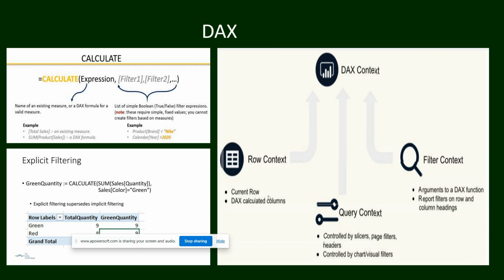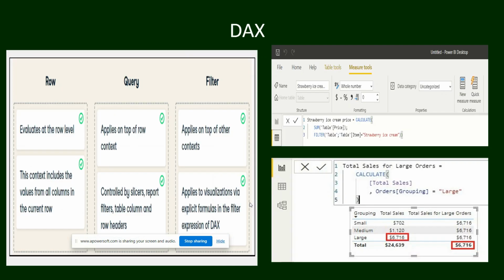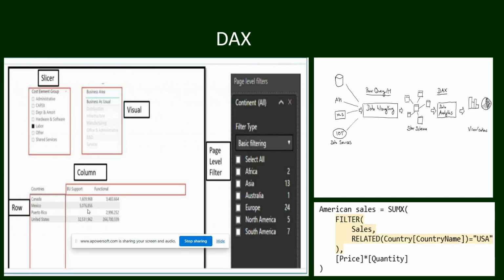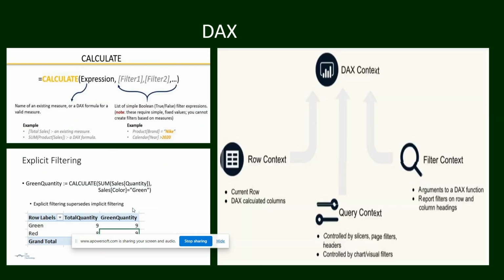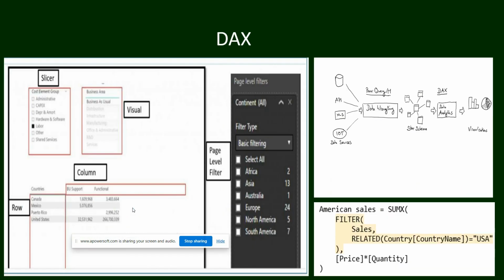The row context is the current row and the calculated columns. Let's say I'm calculating a column here, putting my function at 10%, and doing a calculation of 10% for each of these values, then that is what you call a row context. So this is something we need to know about.